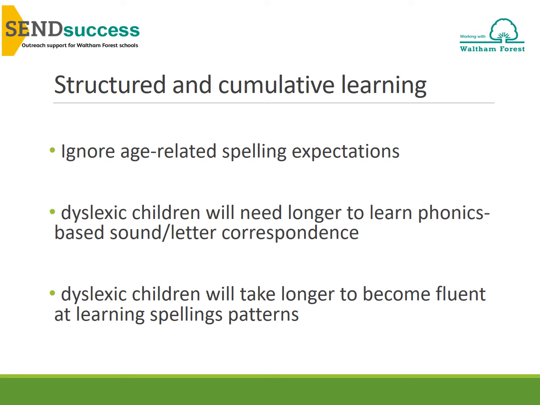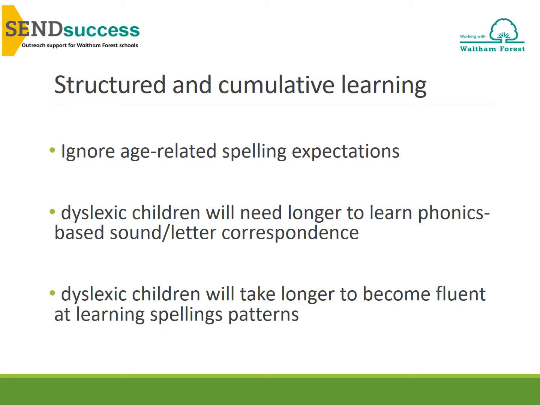So this brings us on to a key point about cumulative learning, and that is that you should ignore age-related spelling expectations and move at the pace at which the child is learning. So, for example, especially at primary level, there are governmental expectations. There are standardised spellings that children need to learn in years 3, 4, and 5.